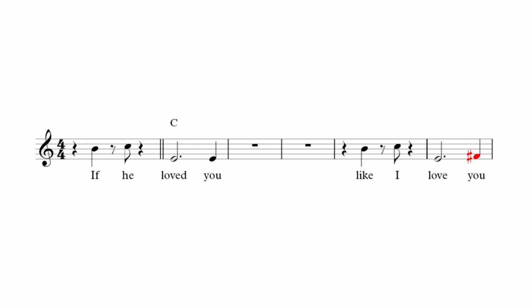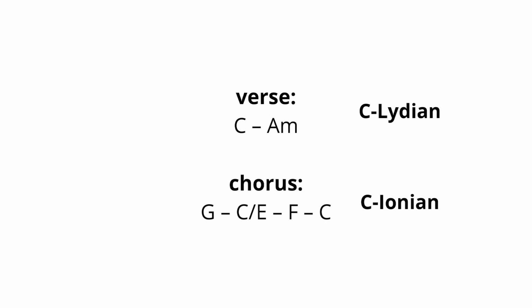Sting sings the note F sharp on a C major chord, which makes the Lydian sound in the verse. Also notice that the verse is C Lydian, but the chorus is C Ionian. So we already learned one songwriting technique only by writing down one song.